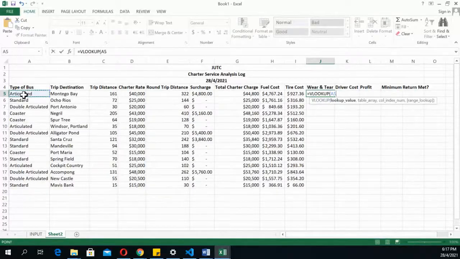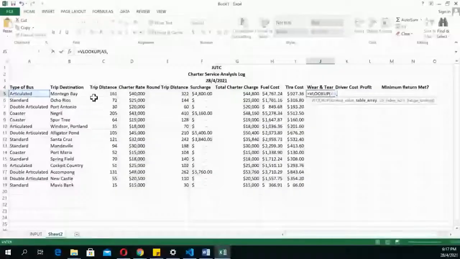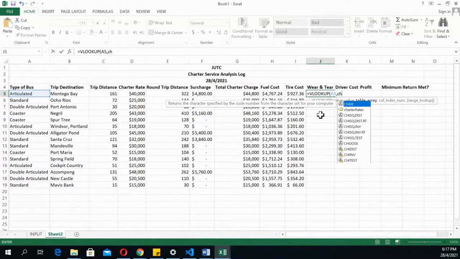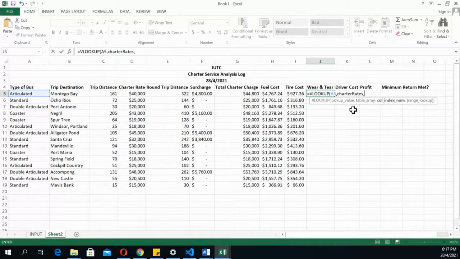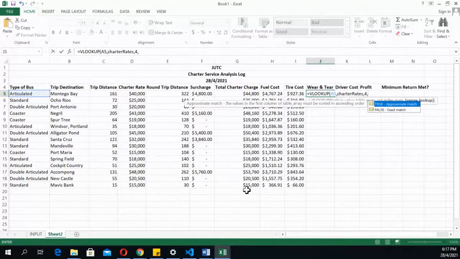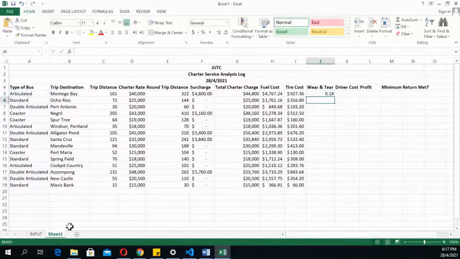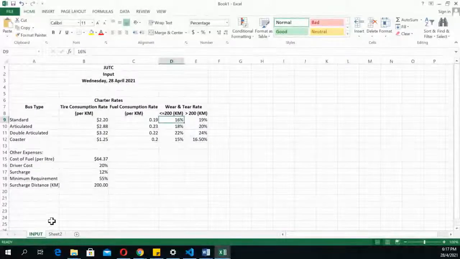And this is the bus that we're looking for. And the table array in our case is still our charter rates. And the column index, I'm just going to call this column 4 for now. And the option for VLOOKUP is false. Let me revisit this one now.